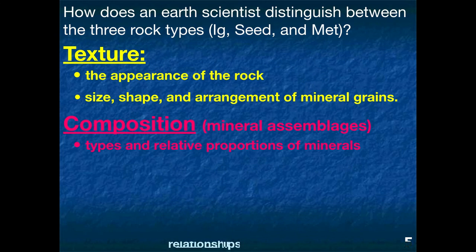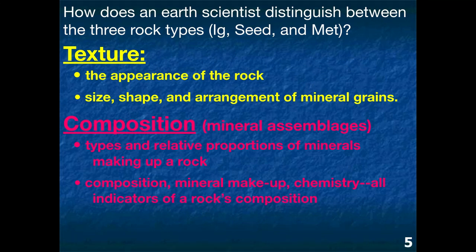And what's important to a geologist is the relative proportion of the minerals. In other words, the percentages of various minerals and so forth. Composition can mean mineral makeup, chemistry. They're all indicators of rock composition.